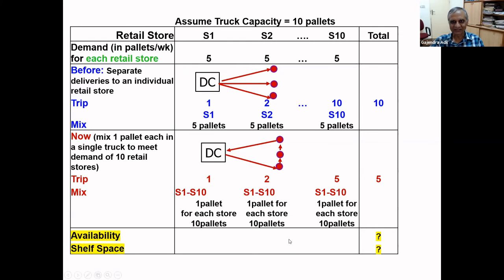Okay, so that's the key here. And number of trips, you are making 5 trips here. You are making 10 trips here.